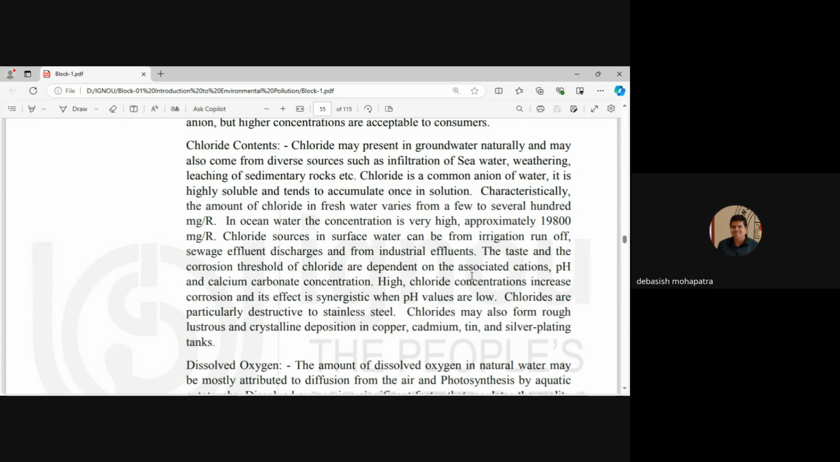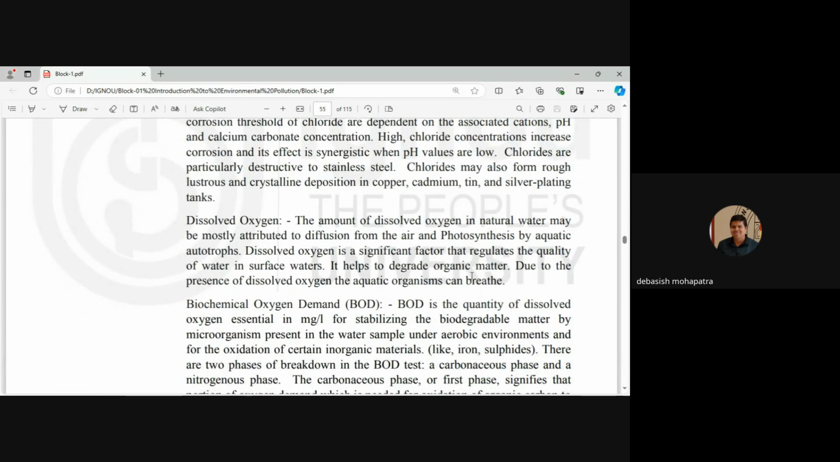Then DO, dissolved oxygen, we know, I've already told you before also. Dissolved oxygen is the most important for the aquatic animals. If there is no dissolved oxygen, all these aquatic animals, mainly fish and everything, will die.